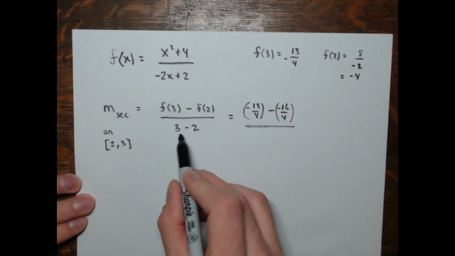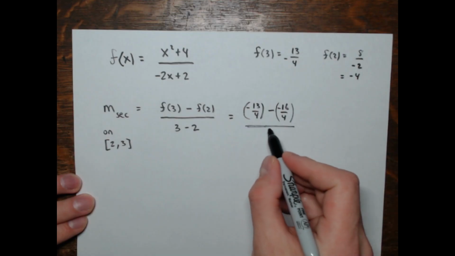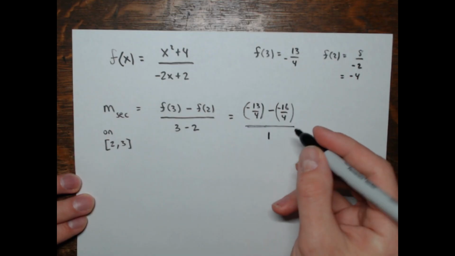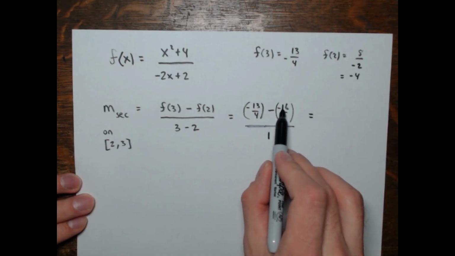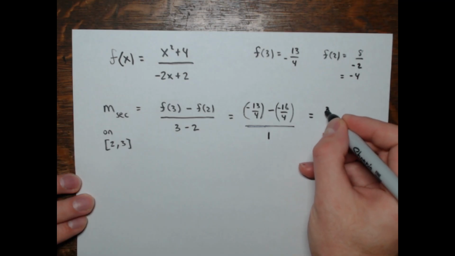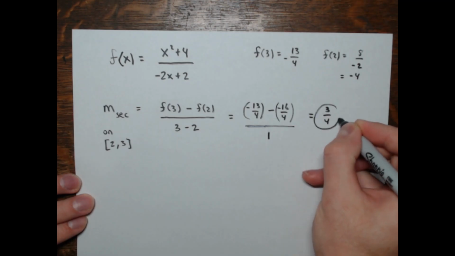And then you divide by 3 minus 2. 3 minus 2 is 1, so I really don't need to write that. Divided by 1 doesn't do anything. And so I'm left with negative 13 plus 16 fourths. So that's positive 3 fourths, or 0.75.